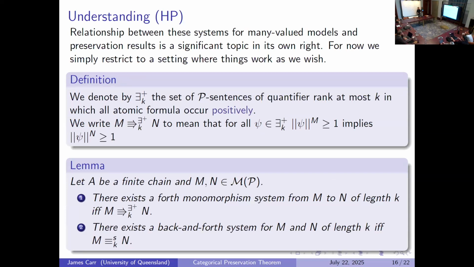So this is where the first major restriction of the work comes in, because for now I'm just going to restrict to the setting where this does work, so I don't have to worry about it so much and I get something concrete out. In this case, that is for when the algebra is a finite chain. In that context, you have a back and forth system exactly when two models are strongly equivalent, so the formulas with quantifier rank at most k take exactly the same value in the two models. That's point 2 in the lemma.